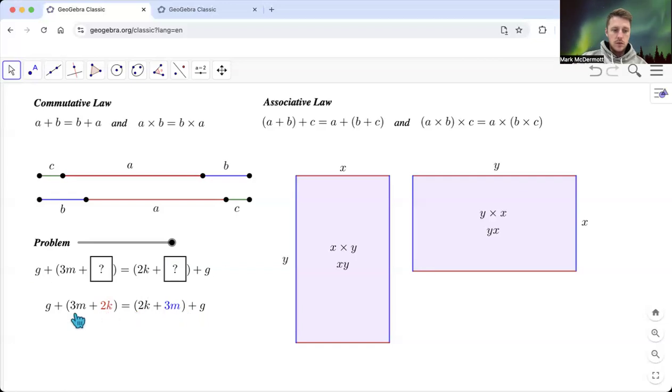So you can see that we've just shifted those brackets around, and it doesn't matter the order in which we do things. 3m plus 2k is obviously the same thing as 2k plus 3m. So we can apply some of these laws. So hopefully you can see how that checks out as the correct answer.